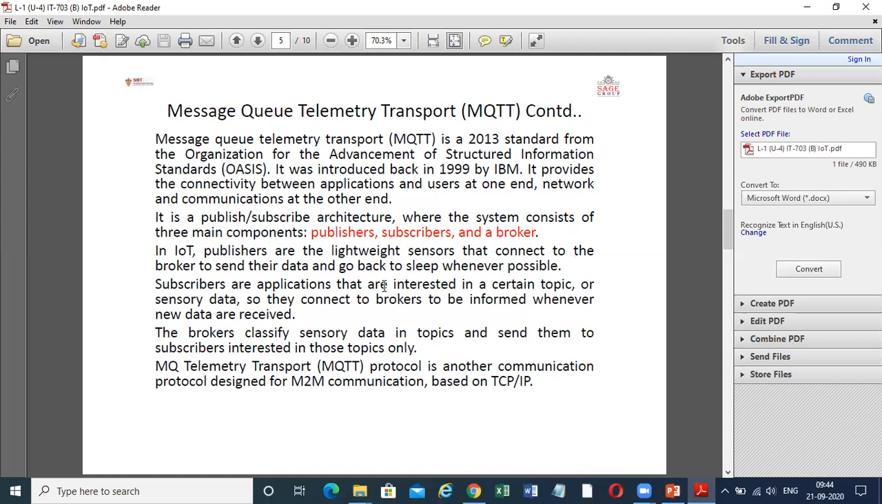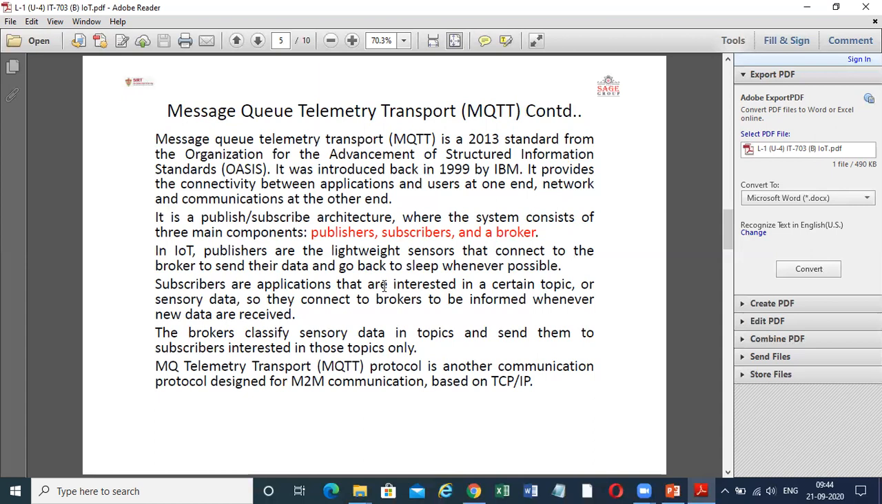They inform the broker that the new data has been received and connect to the broker. The broker classifies sensor data in topics and sends them to the subscribers interested in those topics only.